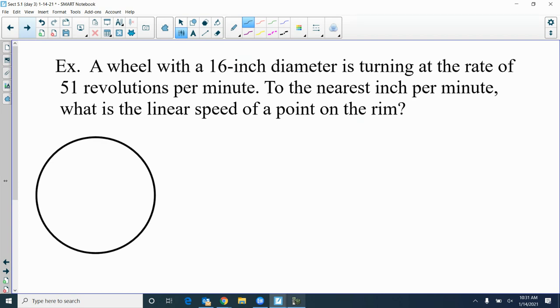Okay. A wheel with a 16-inch diameter is turning at the rate of 51 revolutions per minute. To the nearest inch per minute, what's the linear speed of a point on the rim? All right, go ahead and calculate that. Nearest tenth would be fine. Make sure the radius is 8.